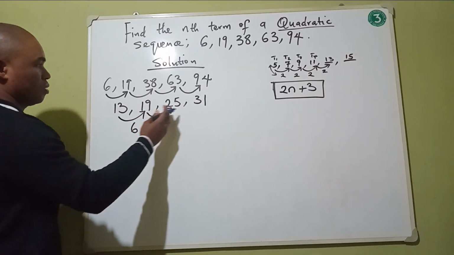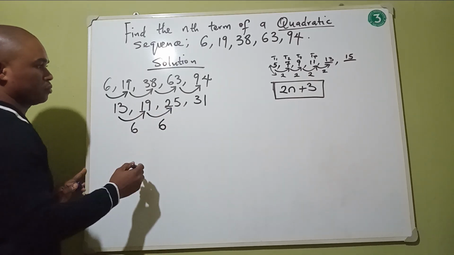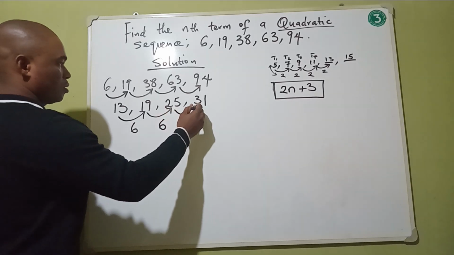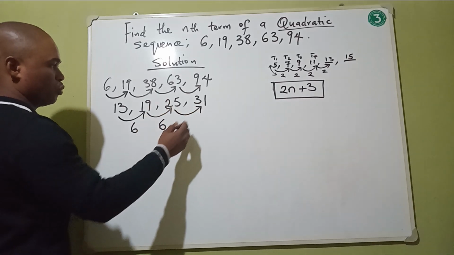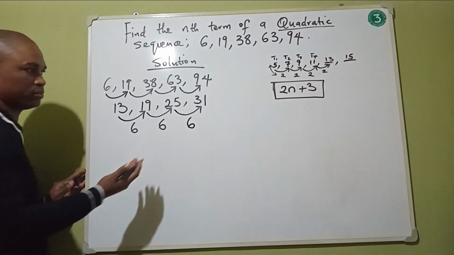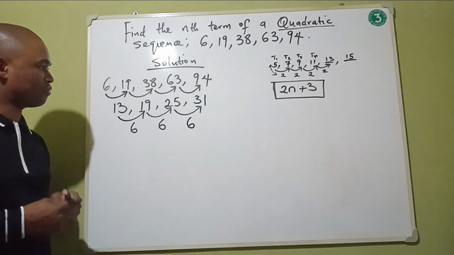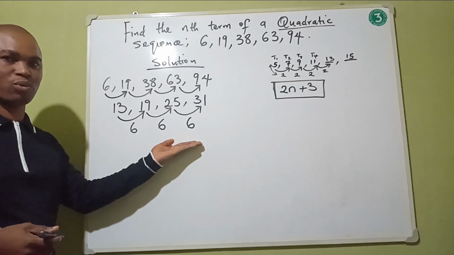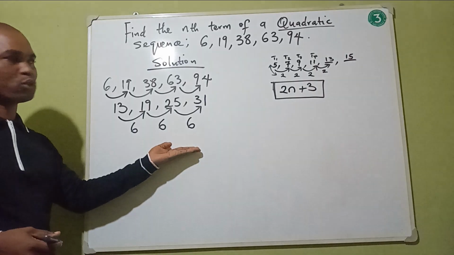T3 minus T2 will give me 6. Then T4 minus T3 will also give me 6. Can you see? Now, at the second difference, we have constants. We have the same number all through. So that makes it what?